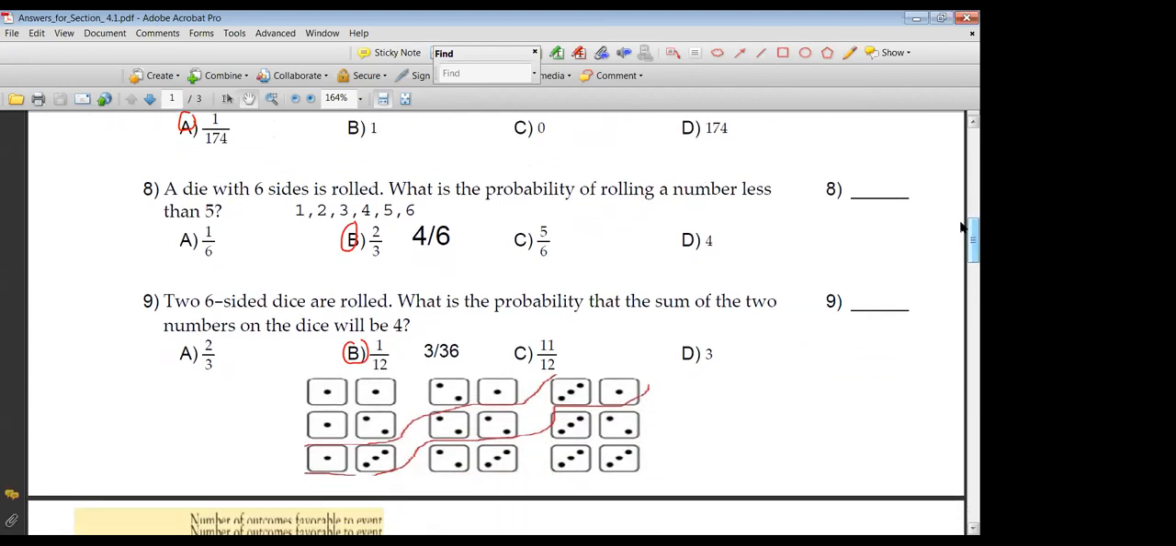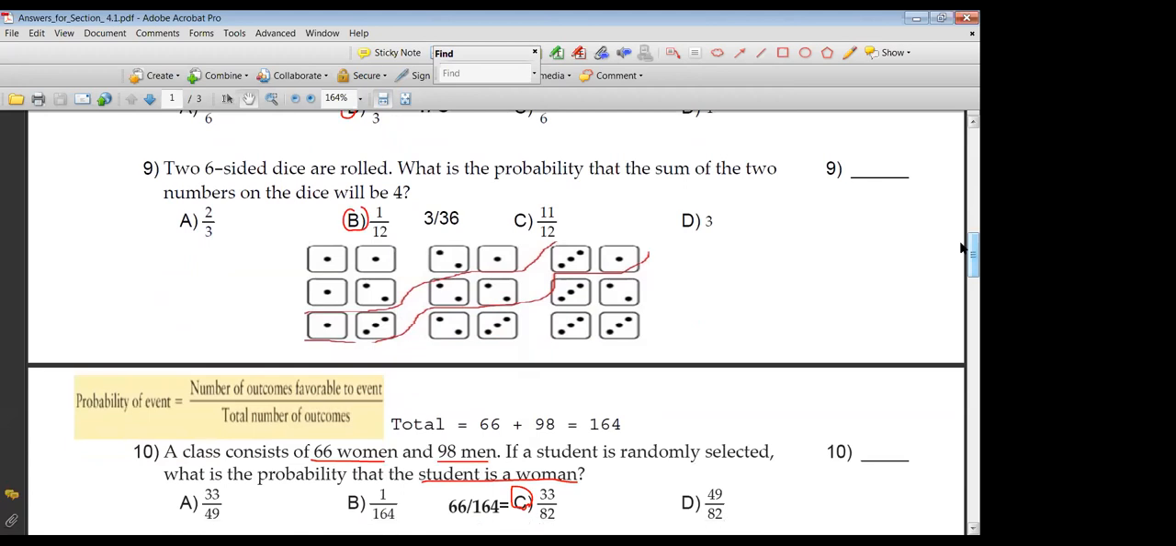Number eight, a die has six sides. Yeah, we know that. What's the probability of rolling a number less than five? Well, the question is, how many favorable outcomes are there? How many numbers are there less than five? Well, the one is, the two is, the three is, and the four is. So the probability would be favorable: there are four numbers less than five. You have a total of six numbers. You have a 4 in 6 chance of rolling a number less than five. And of course, they take 4 over 6 and reduce it down to lowest terms, 2/3.